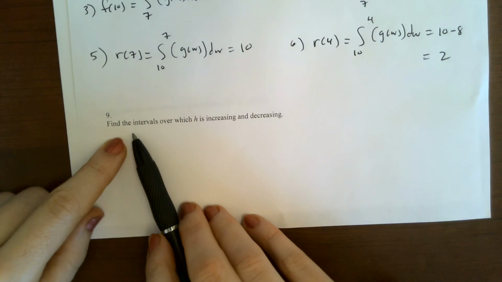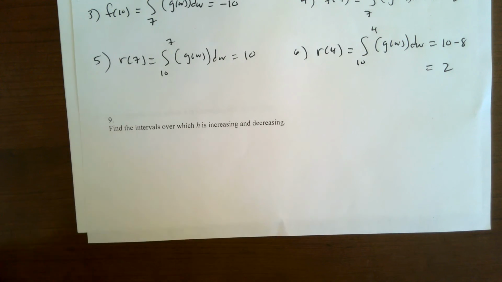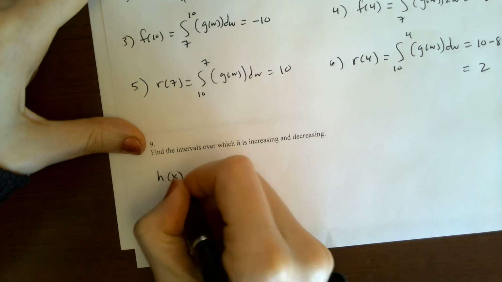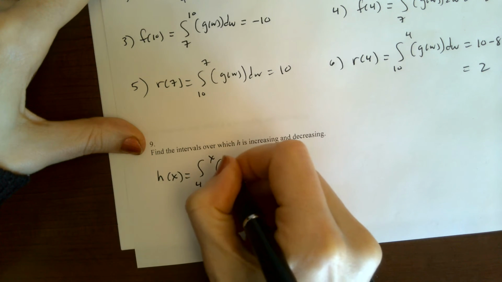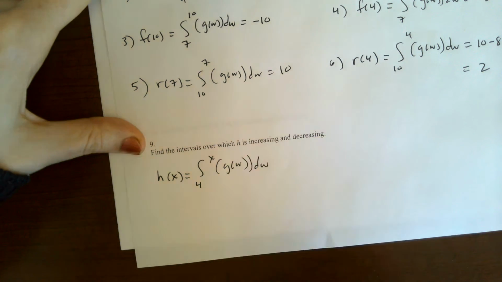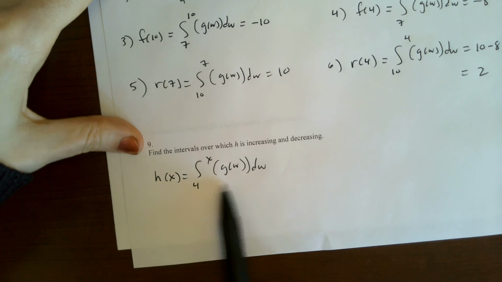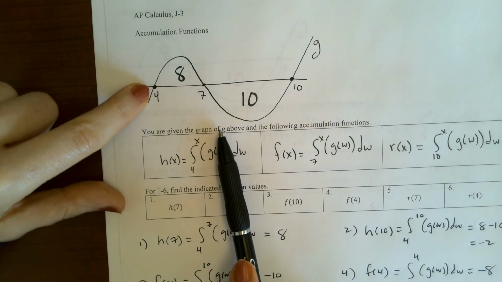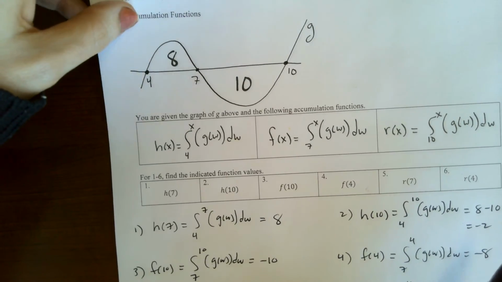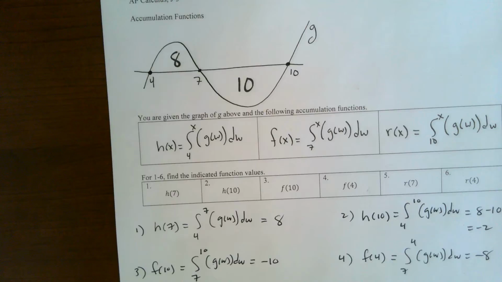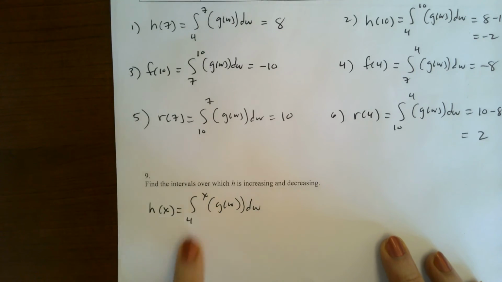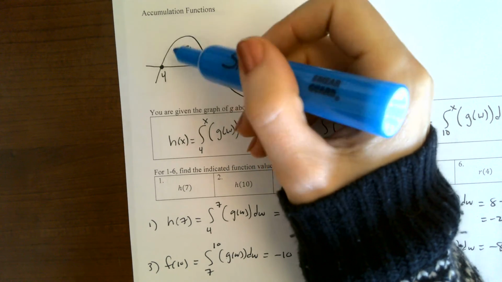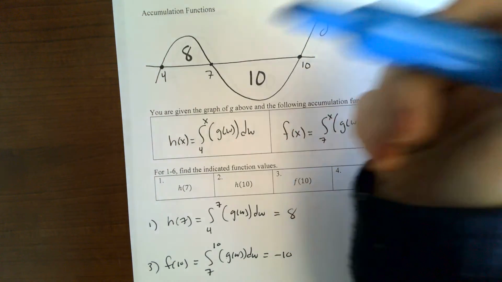Now, we're going to do this part. Find the intervals over which h is increasing and decreasing. So h, guys, let's remember, is the integral from 4 to x of g(w) dw. So h is the function. So the function value of h is always the area under the curve from 4 to any value x. All right? So let's think about different x's. Let's say x is 5.